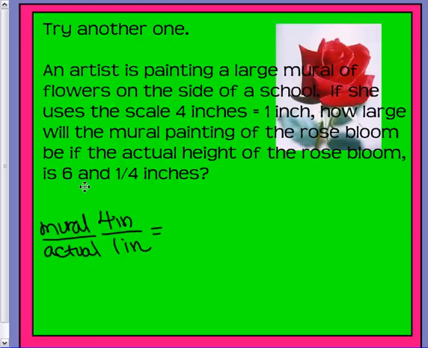Okay, so when I look at this, if the actual height is 6 1/4 inch, then I want to know what the mural will be. So 4 times 6 1/4, or 6.25, is 25, and 1 times my x, my unknown, is just x. So x equals 25 inches.